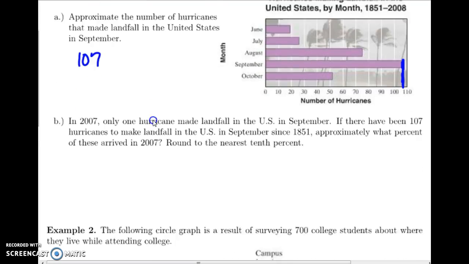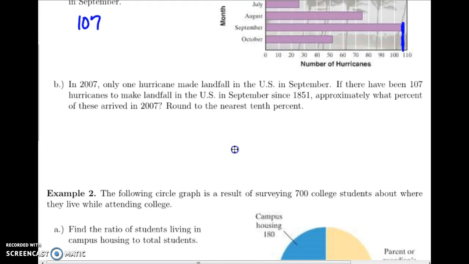Part B. In 2007, only one hurricane made landfall in the U.S. in September. If there have been 107 hurricanes to make landfall in the U.S. in September since 1851, approximately what percent of these arrived in 2007? Round to the nearest 10%. Okay, there's a lot of verbiage with this one. They said only one hurricane made landfall in September in 2007. And there have been 107 altogether in September.